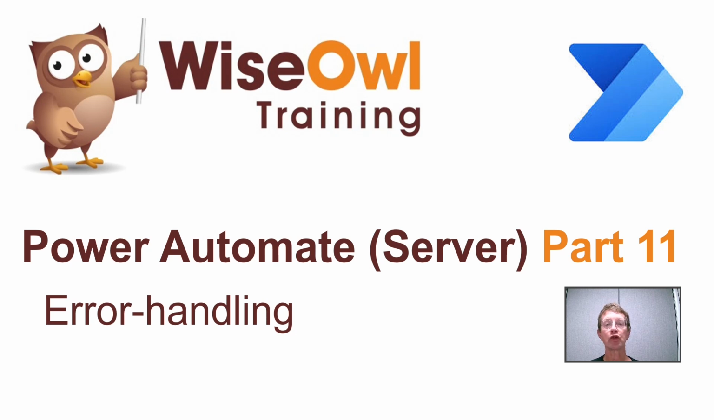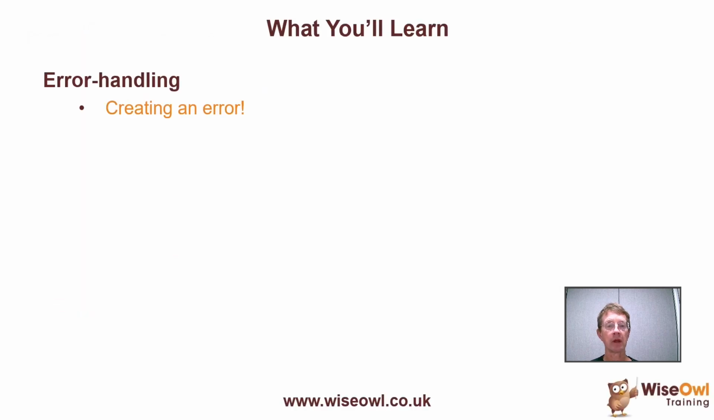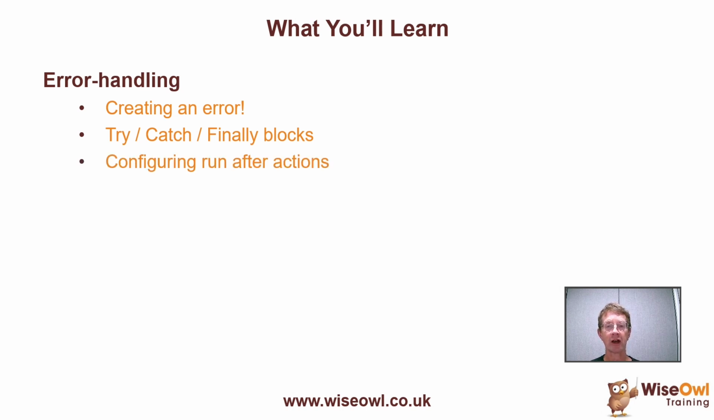Welcome to this Wise Owl tutorial on error handling in Power Automate. Here's what you'll learn during the tutorial. So we'll begin by actually creating an error so we can trap it. That's the fun bit. Then we'll show the try, catch, and finally scope actions that you'll need to create to handle errors. We'll look at configuring run after actions to make sure that they run in the right sequence. And then we'll take a dive into reporting errors.